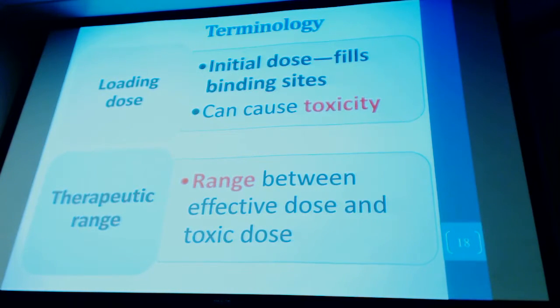Therapeutic range is the range between when it's helpful and when it's toxic. There are about 4 meds we're going to talk about, or 5 all year, that have a therapeutic range that you have to memorize. And I'll tell you what those drugs are.